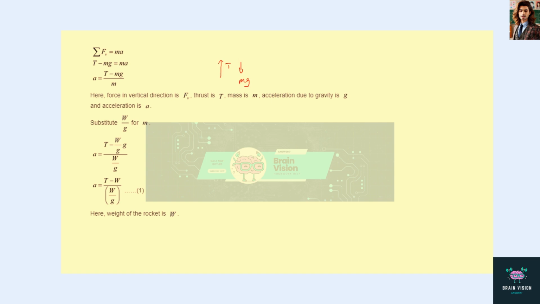Okay, so if you isolate a, you're gonna get this. Of course, we know that W equals mg, so you can always say that m equals W over g. So you can substitute this for m, and that is going to lead to that. Okay, so here let's remember that the weight of the rocket is W.